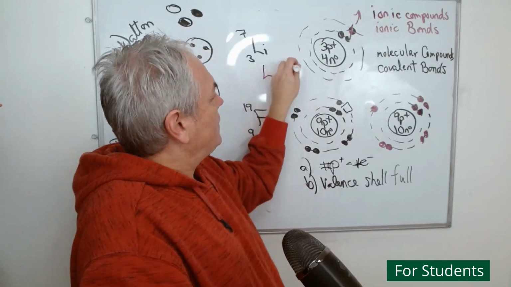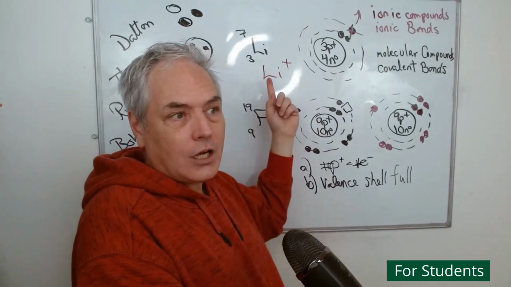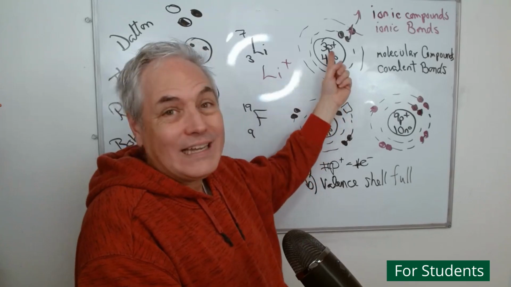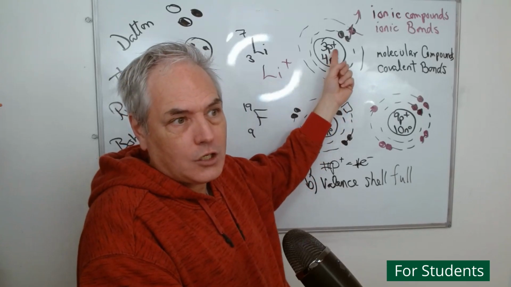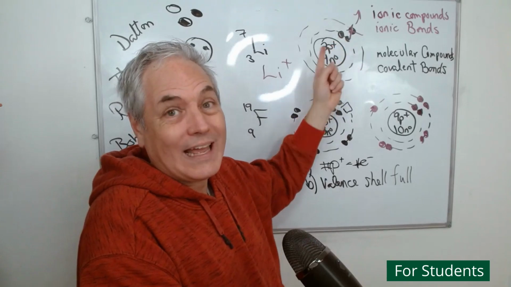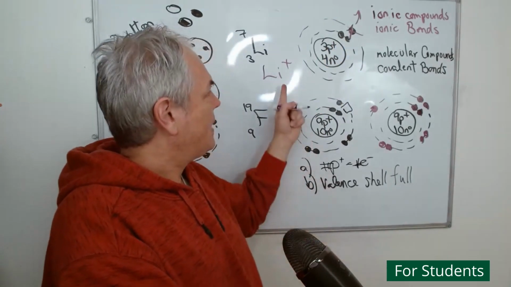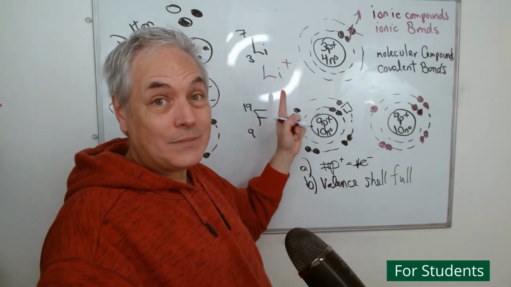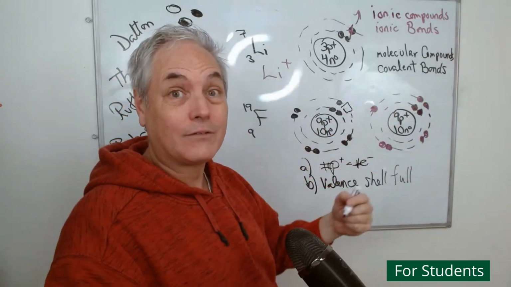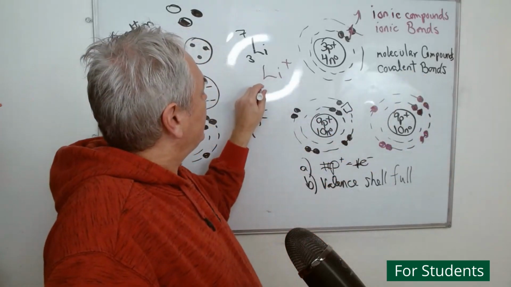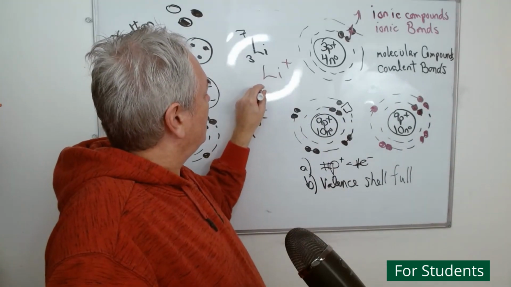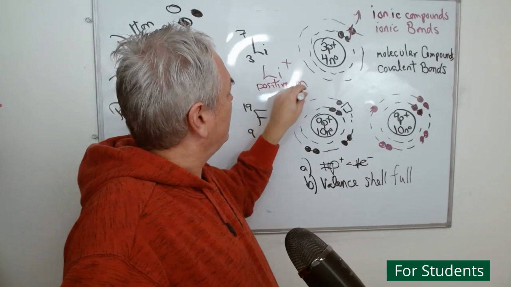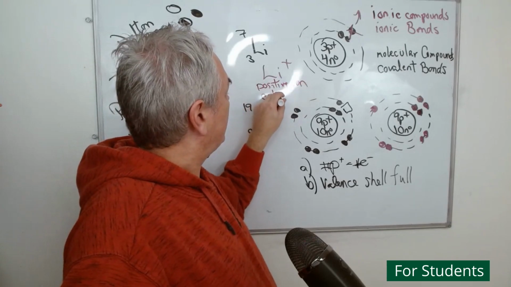So you end up with an atom of lithium that is now positive. The reason why it's positive is that it has 3 positive protons and 2 negative electrons, so it has 1 more positive. When you have an atom that is positive, therefore it has a charge, we call it a positive ion, or cation.